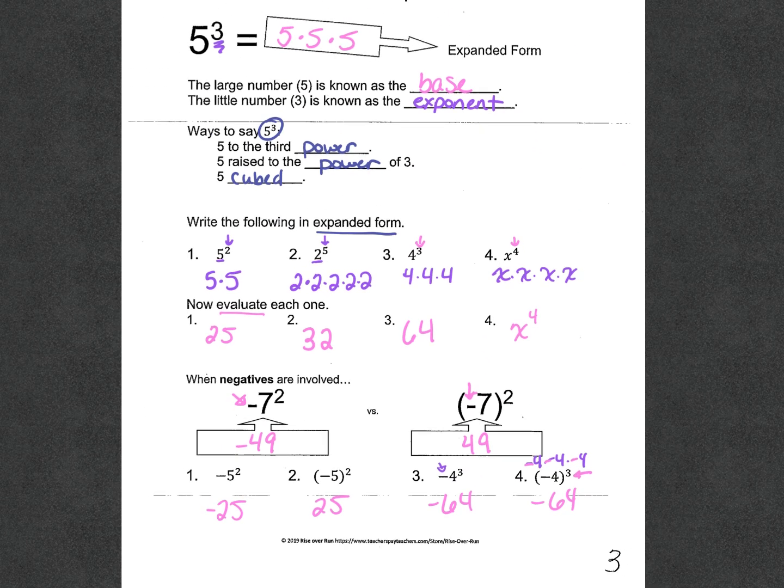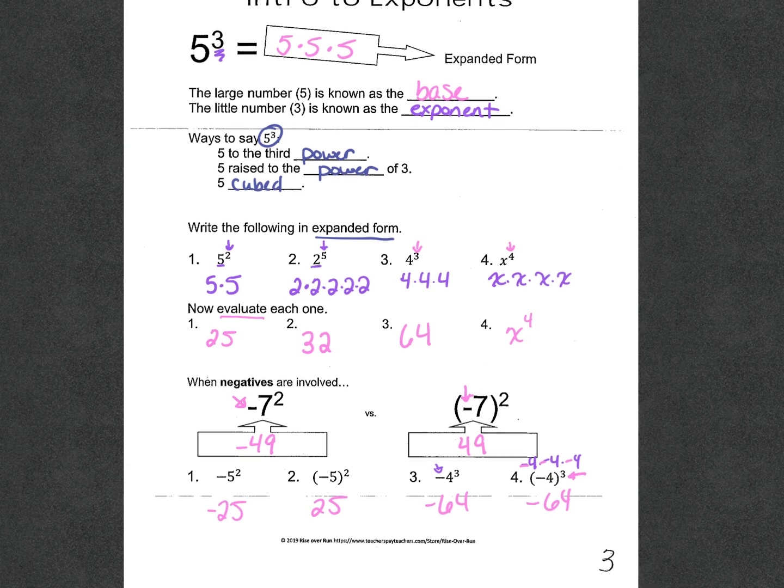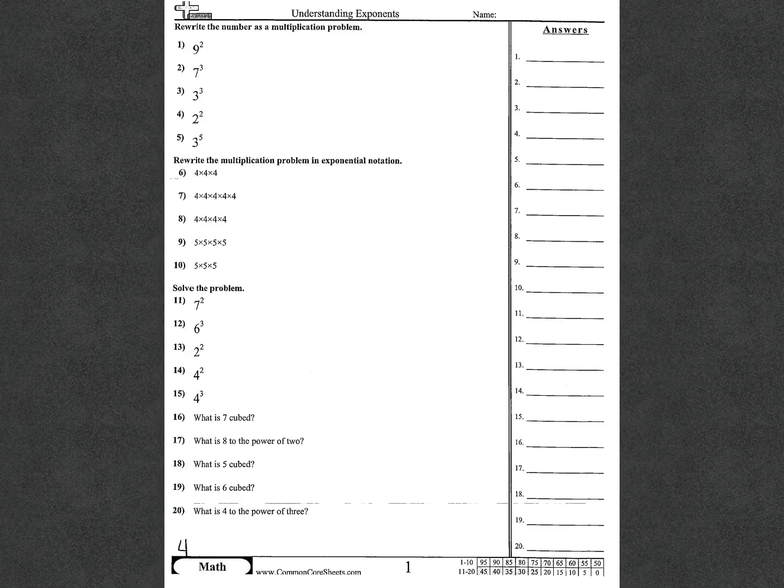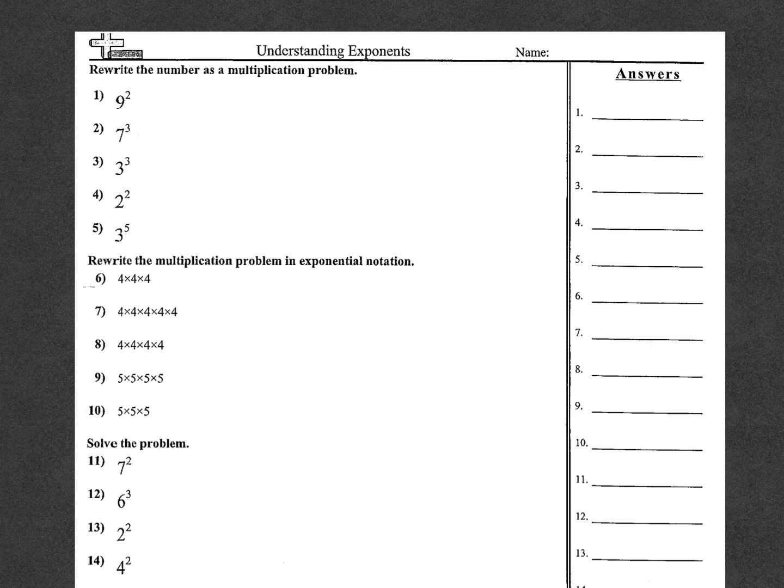Okay, so that's our basics on our intro to our exponents. You have a practice page here that you are going to work through. It says rewrite the numbers as multiplication problems. So what they want you to do on this one, and you can do it next to it or over here in the answers, it's going to be 9 times 9. They want you to write it as a multiplication problem.